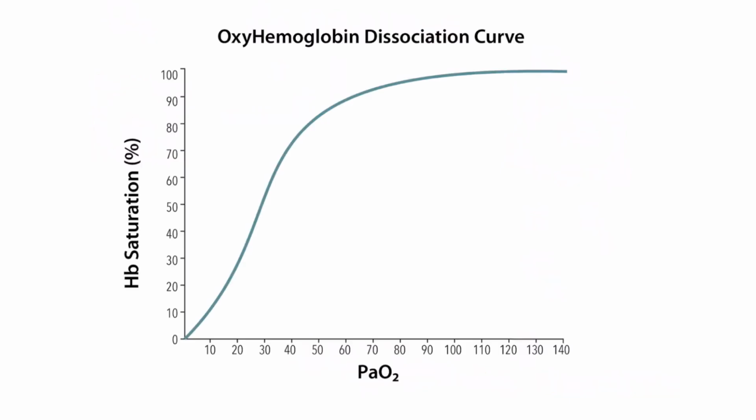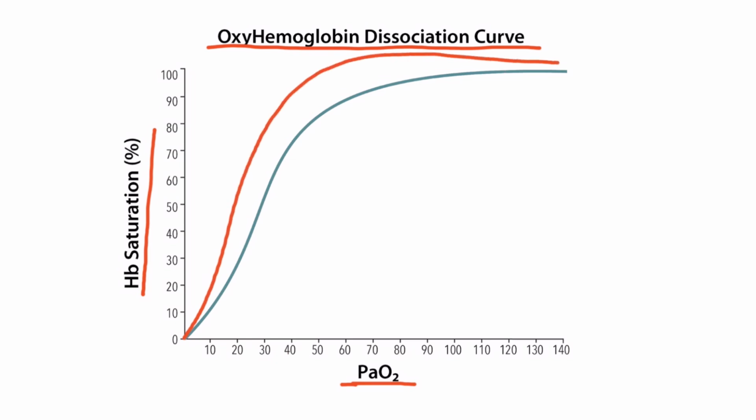To illustrate another way in which carbon monoxide poisoning impairs oxygen delivery to tissues, consider this oxygen-hemoglobin dissociation curve, depicting the percent hemoglobin saturation on the y-axis and the partial pressure of oxygen on the x-axis. Carbon monoxide poisoning will shift this curve to the left. This means that at a given partial pressure of oxygen, the percent saturation of hemoglobin is higher.